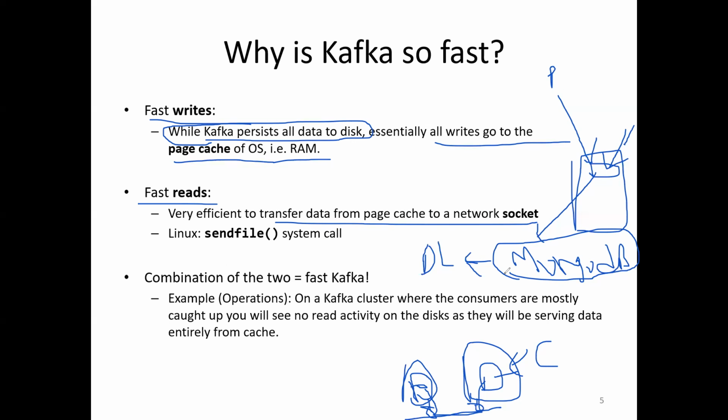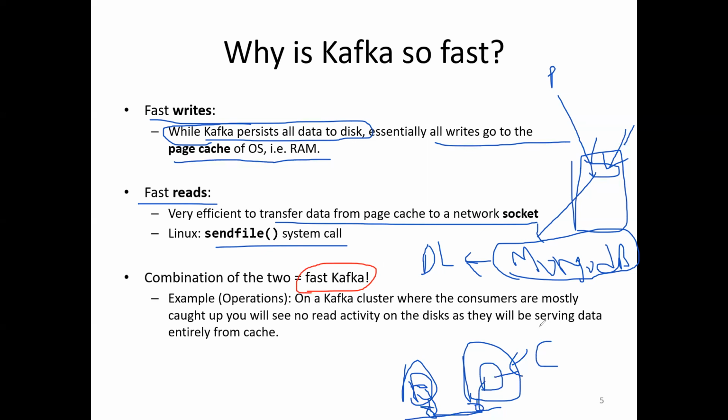The sendfile system call. You can just send the file here and this guy can consume it. So both of these things are combined together, and this gives you a very fast Kafka. On a Kafka cluster where the consumers are mostly caught up, you will see no read activity on the disk, as they will be serving data entirely from the cache.